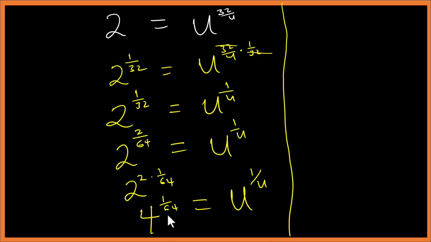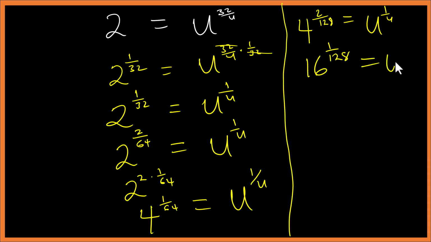Now let me go again. Since our aim has not been achieved, we are heading towards this and this being equal so that we can compare. So let's multiply this side by 2 again. So that will be 4 to the power 2 on 128 equals u raised to 1 on u. Now we can bring the 2 here. That will be 4 squared, 16, 1 on 128. So we have u raised to 1 on u.